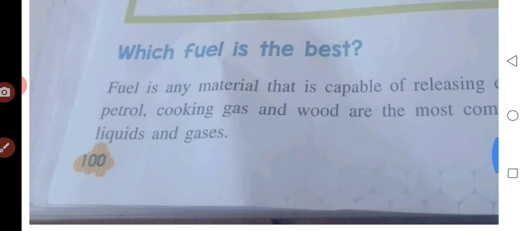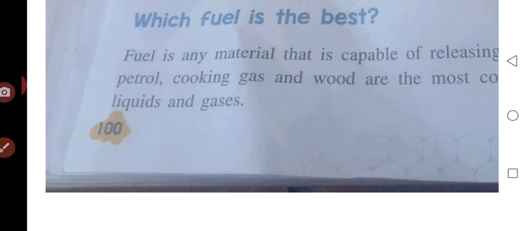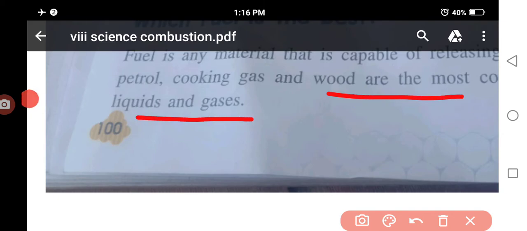So next, which fuel is the best? எந்த fuel வந்து best? Whenever fuels are burned, they produce energy. The examples: coal, diesel, petrol, cooking gas and wood are the most common fuels. Fuels are of 3 types: solid, liquids and gases. Solid example: charcoal. Liquid examples: kerosene, petrol, diesel and ethanol. Gas example: biogas.